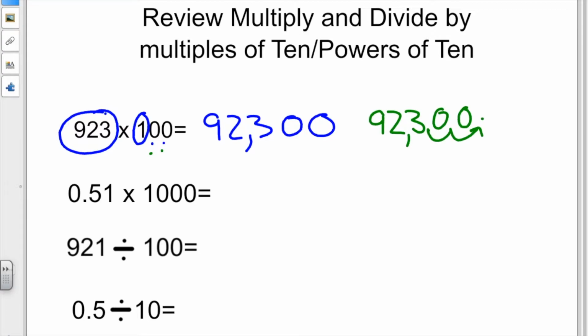Knowing these two ways to do this problem, let's have you do the next three problems at your seats. So please get out a piece of paper or a whiteboard and erase marker and do the next three at your seats. Please pause the video to allow time for this.